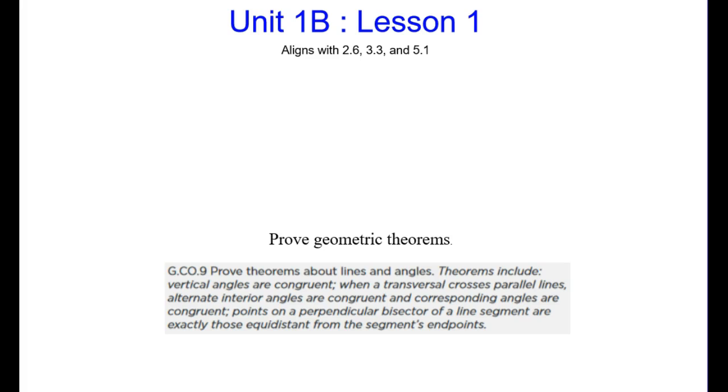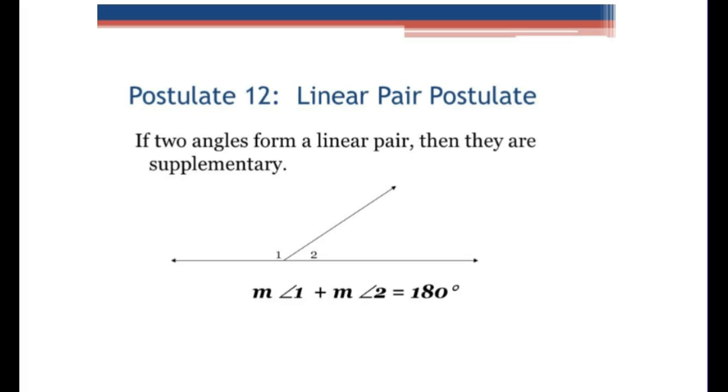In this lesson, there's going to be a lot of new information. Before we get to actual proofs, there's a few theorems and postulates we need to discuss. The first one is postulate 12, the linear pair postulate. This says if two angles form a linear pair, then they are supplementary. When you think of linear pair, think of line. It's two angles that form a line.